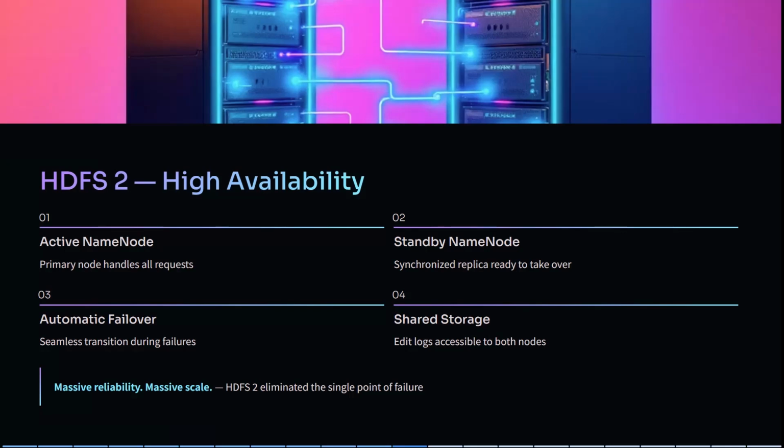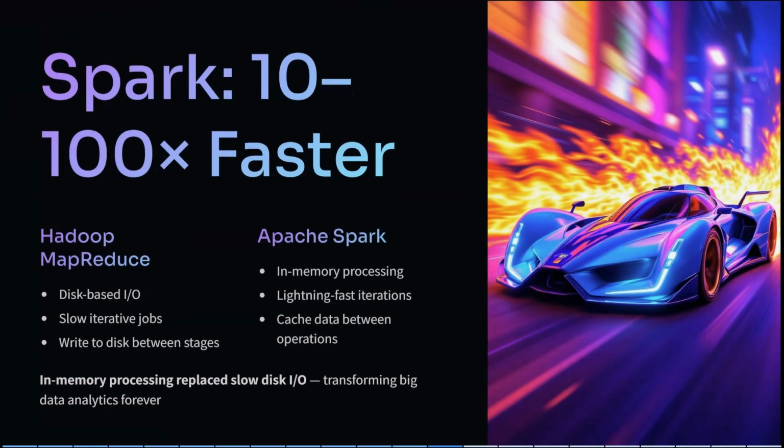So a lot of time was spent writing and reading data from disk, which made the whole process very slow, especially for jobs that needed multiple steps or iteration. To solve this issue, a new system was created, Apache Spark. Apache Spark was designed to solve this big problem in MapReduce.